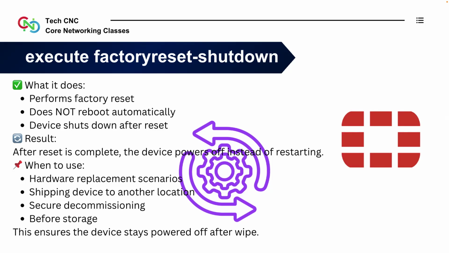And when we use this one, I want to do a hardware replacement scenario, right? In those cases, we really want to keep the device in the shutdown state, or I want to ship the device to another location. Definitely, we do the same thing, right? Because I want to ship it to another location, I want my box to be shut down, right? So whenever we have such use cases, we go for the execute factory reset, but with the shutdown feature, right? This ensures the device stays powered off after wiping out every single configuration, right? So this is how we use the shutdown keyword.